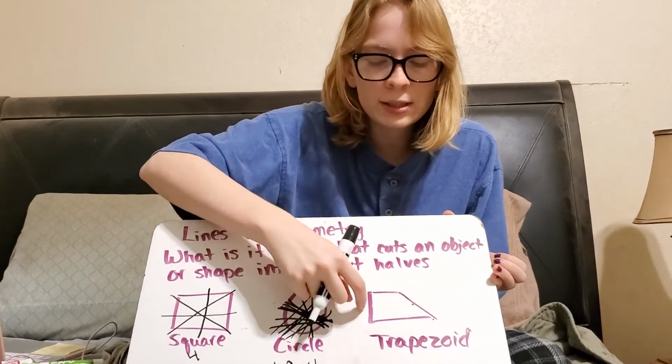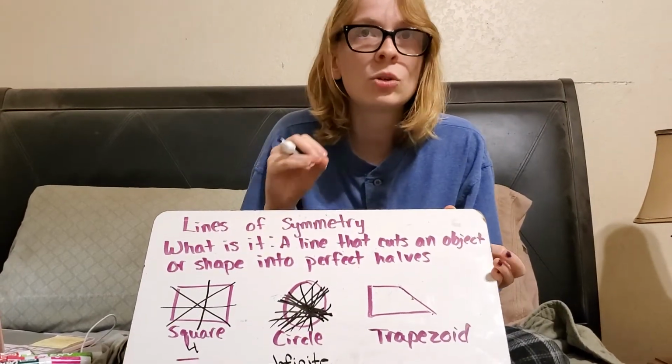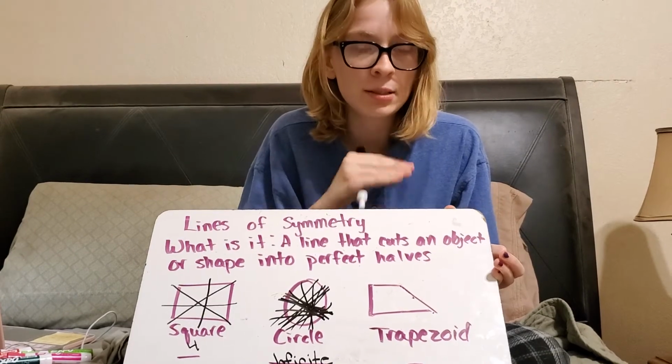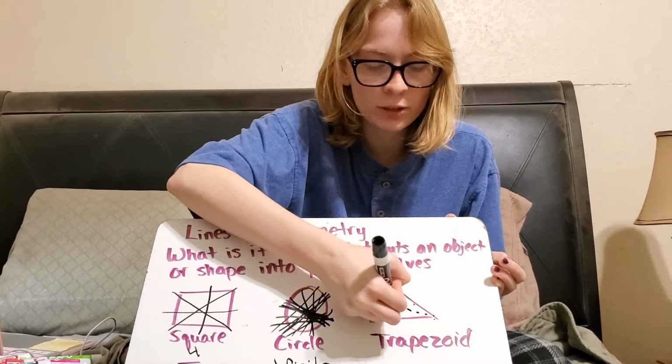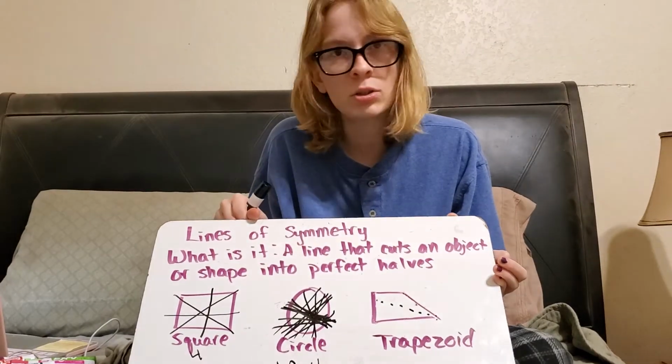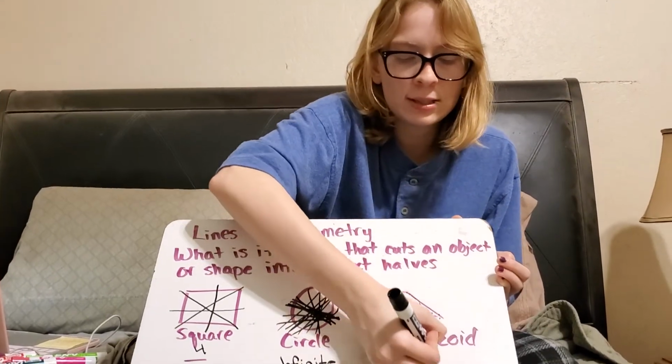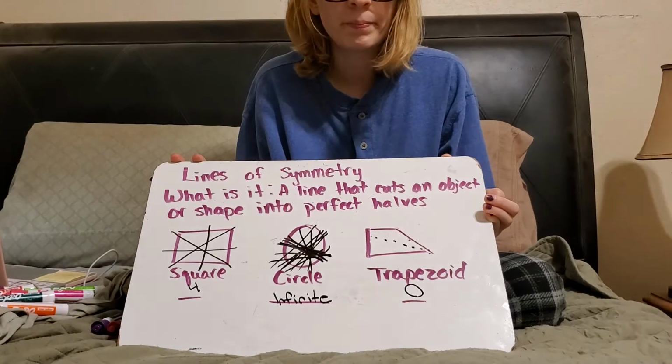So do you think that this one has a way that you could cut it and it could still be symmetrical? No, because even if we try over here, still looks goofy. So this has 0 lines of symmetry.